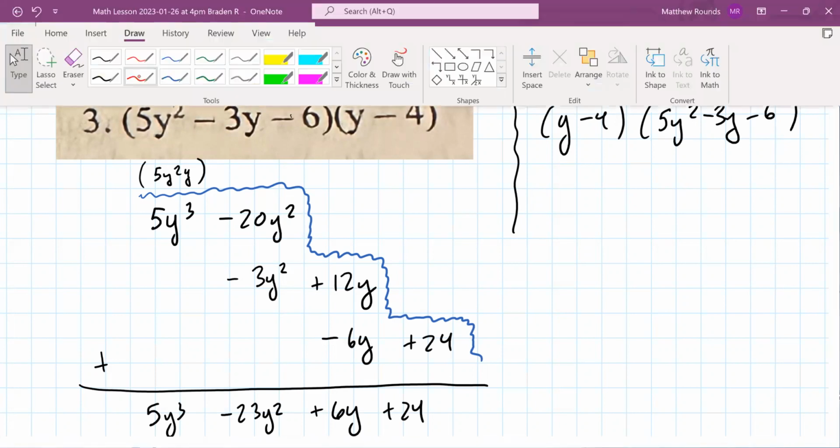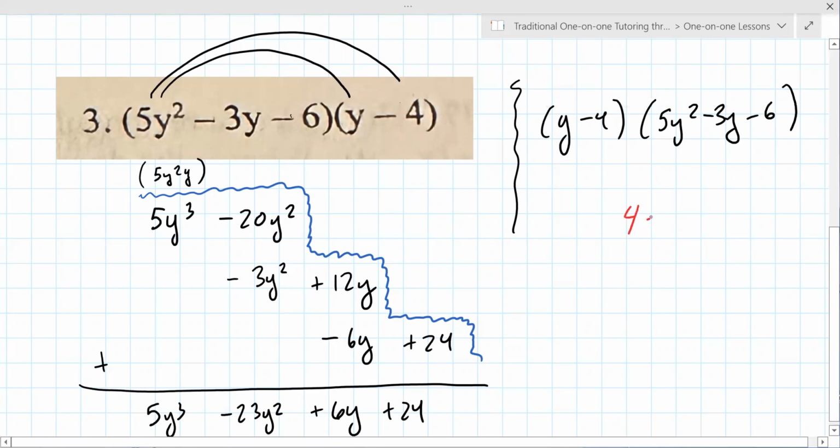So let me give you a numerical example. What is 4 times 5? 20. What is 5 times 4? 20. Does the order matter when you multiply? No. Are you multiplying here? Yes. So the order does not matter. Yes, you get the same result. Okay. So why do I bring that up? Well, let's look at number 4.